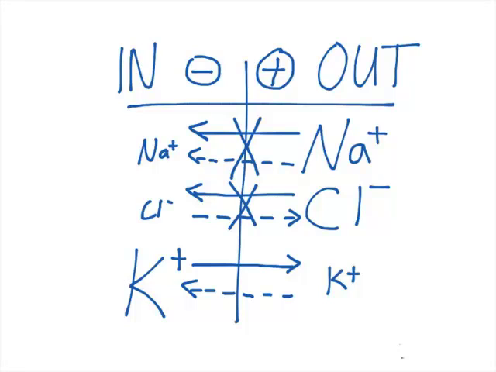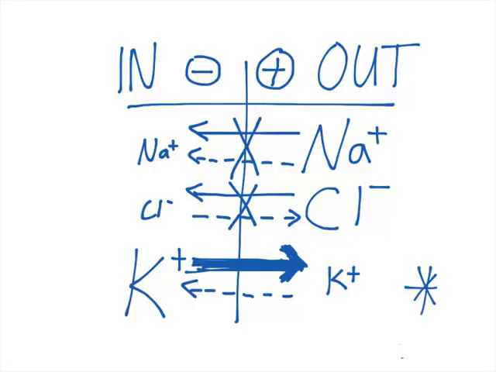Much more potassium leaves the cell than comes back into the cell. And so this inequity, the fact that more positive ions leave the cell than come back into the cell, is the biggest single contributing factor to why the cell is negative on the inside and positive on the outside. Why the resting membrane potential.